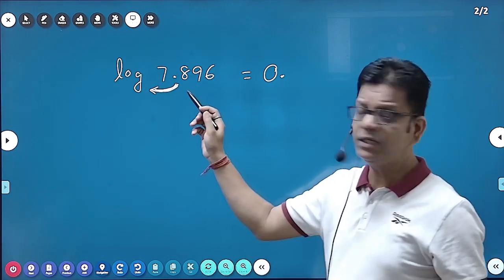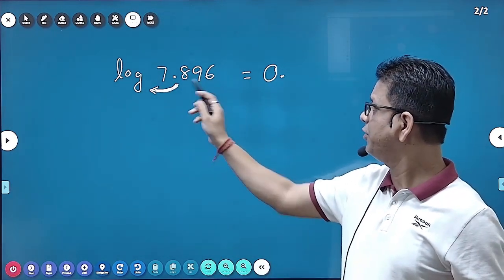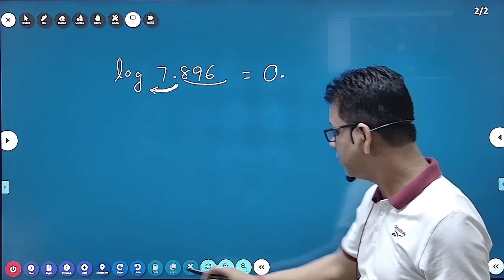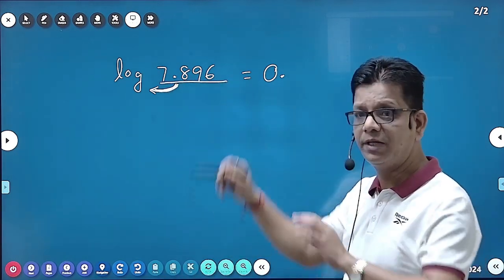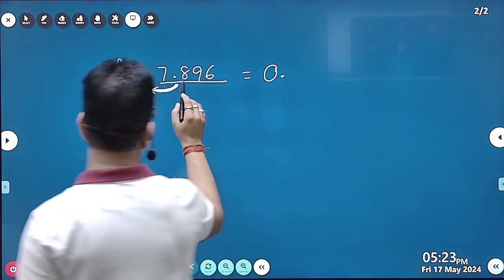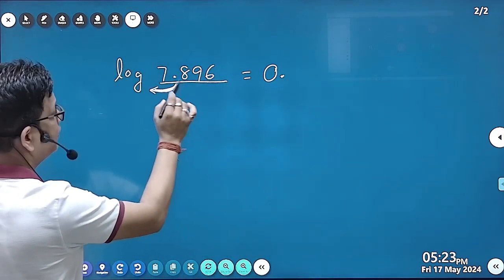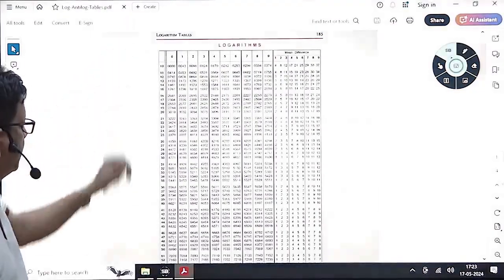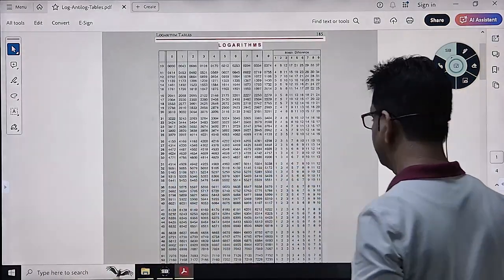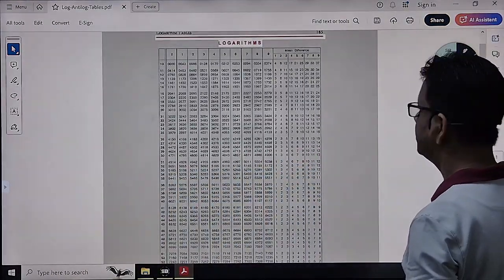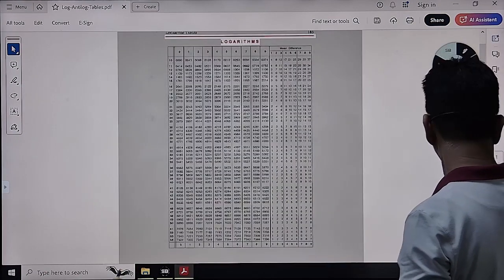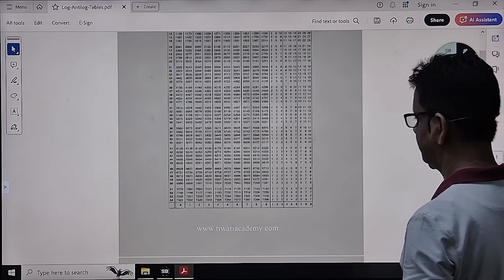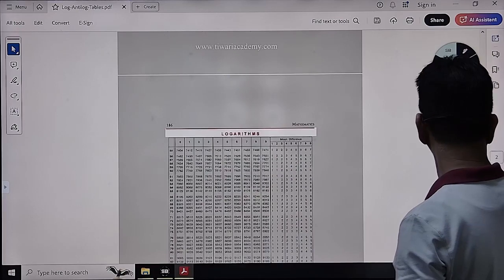Now you look at this, 7.896. There are many students who make confusion. They start from 896. It's not like that. You have to count 7896 as a whole, every number. So don't count it from 896. You just take 789, and you can ignore the point. So let's go to the log table again. 7896. Try to find it. Ask me if you have doubts. 78. Try to do it yourself. 7896. Okay, this time I can make it larger.